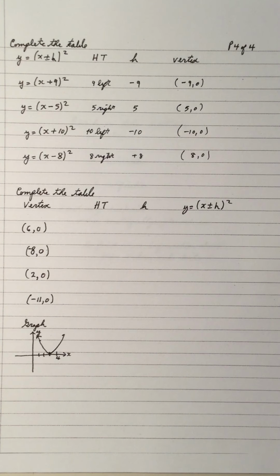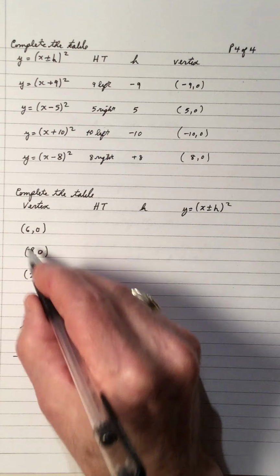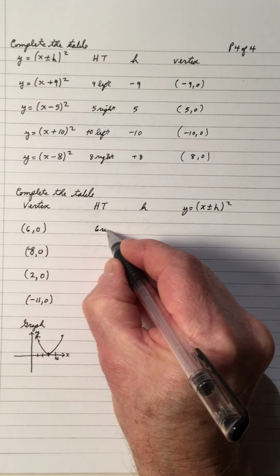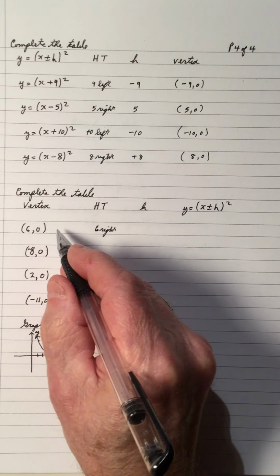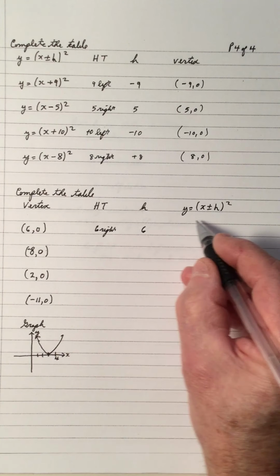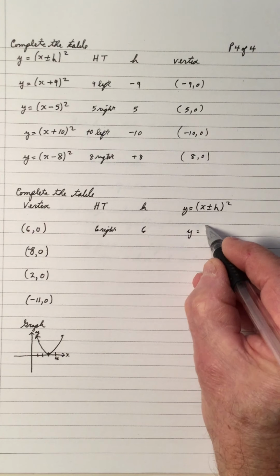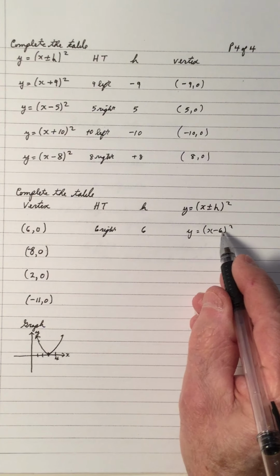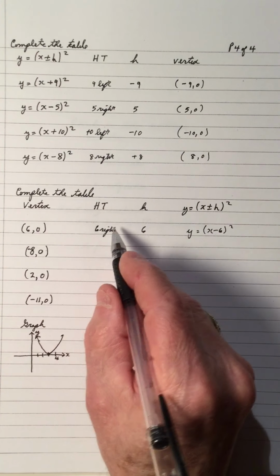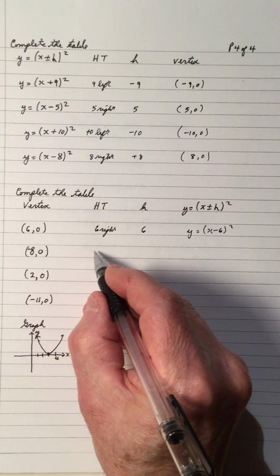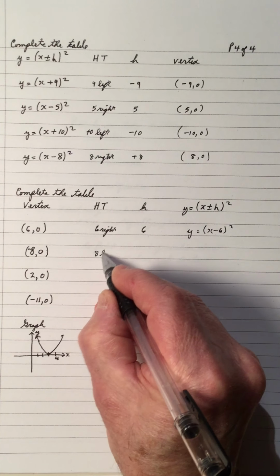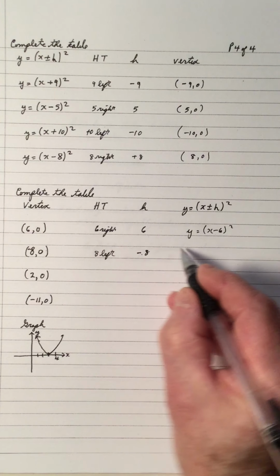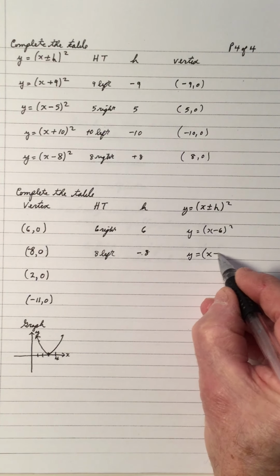And more tables. Complete the table. The vertex is 6, comma 0, so the HT is 6 right. And the H is 6, but the equation is x minus 6. What's inside the equation is the opposite to the vertex, the HT and the H. And negative 8 is 8 left, which is a minus 8, but the equation has the opposite, a plus 8.